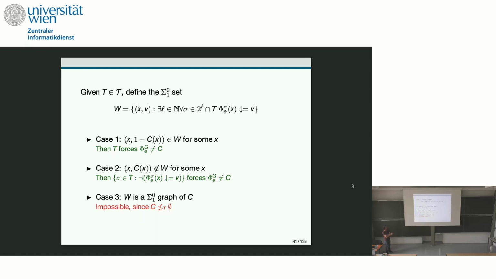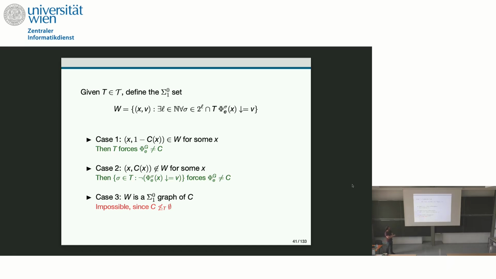So if x and the wrong value belongs to W, what does it mean? It means that there exists a level so that for every node at this level, you will halt on the wrong value, which means that actually the tree T already forces the diagonalization. No need to take an extension. This is kind of a dual situation as for co-enforcing.